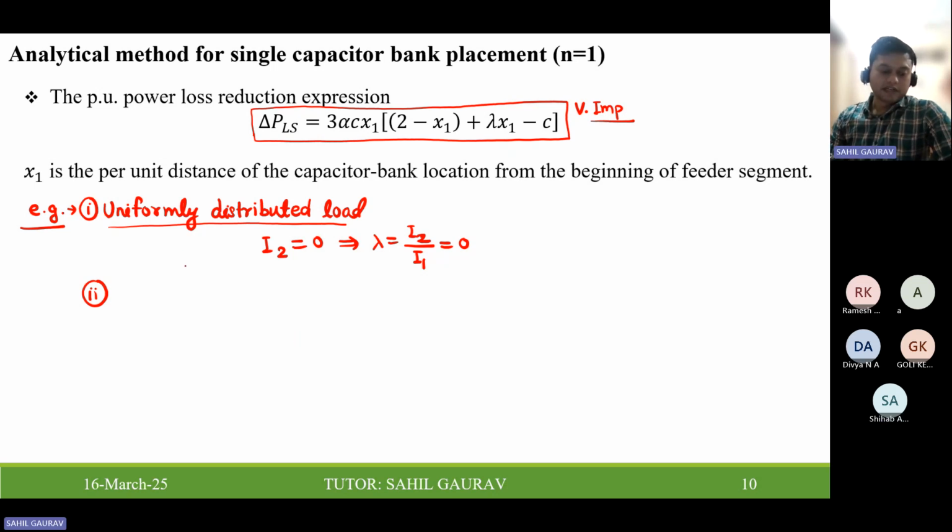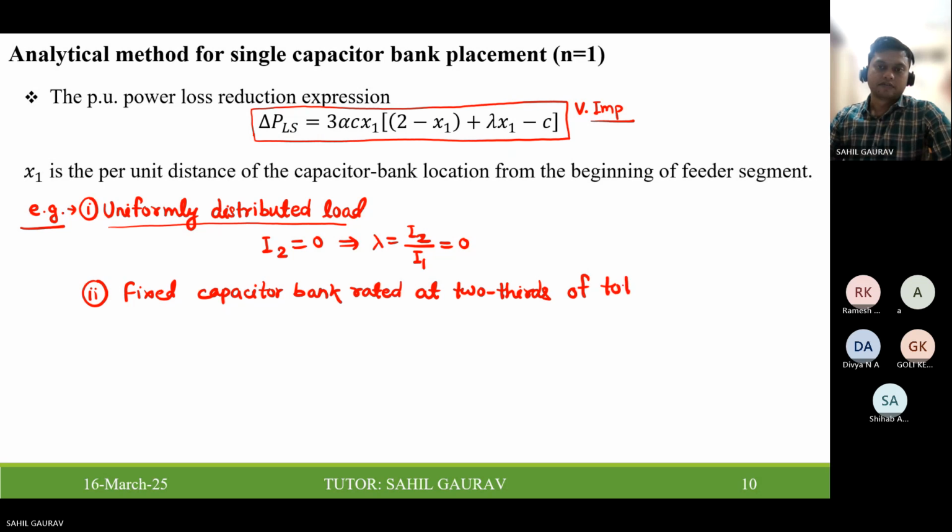And if the problem specifies that you are installing a fixed capacitor bank rated at 2/3 of total reactive load, this means that C is given, the degree of reactive compensation, and C comes out as 2/3.